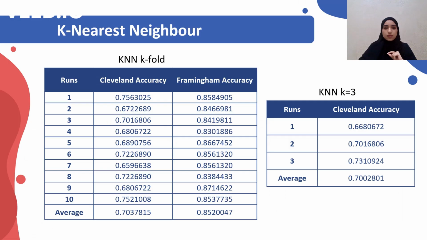The k-nearest neighbor algorithm is implemented with k-fold validation, which means 10 runs, and we also tried using k equal to 3. We found that a larger k value means smoother curves of separation, resulting in less complex models. Using k-fold, the first dataset, the CliffClan dataset, gave us 70%, and the other dataset, FH's dataset, gave us 85%. For k equal to 3, we used only the CliffClan dataset, and it gave us 70%.